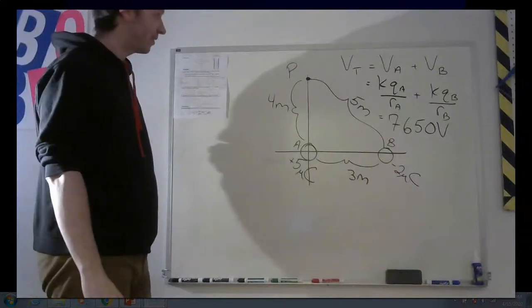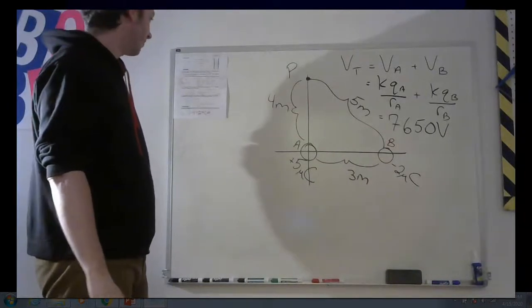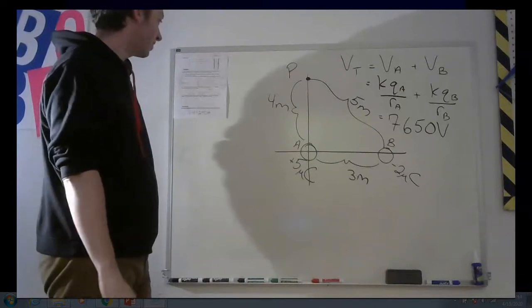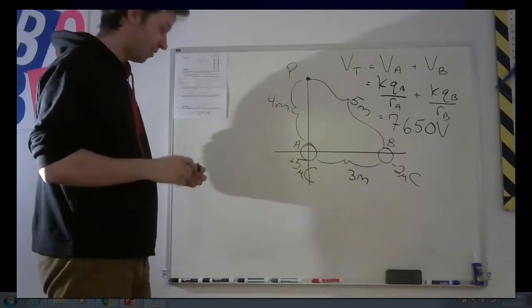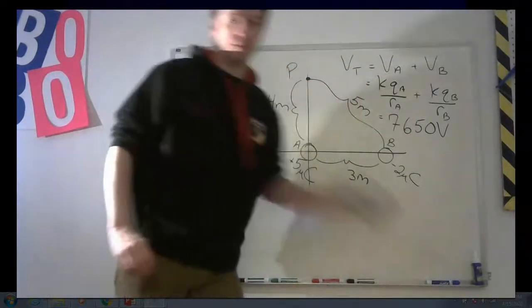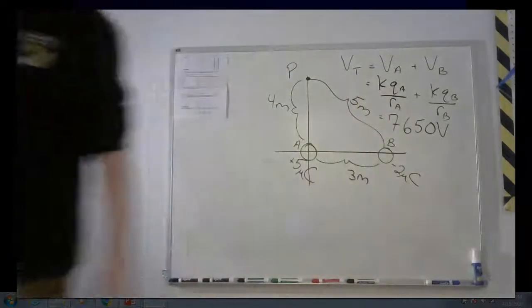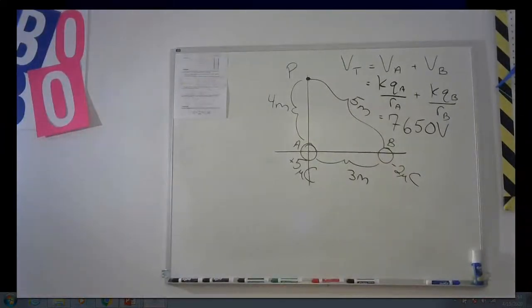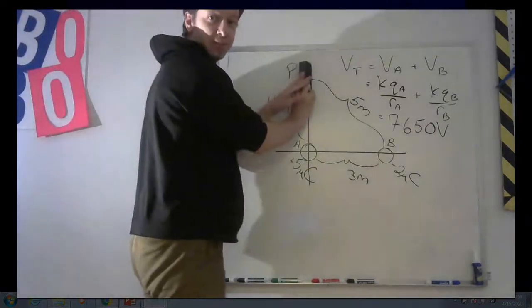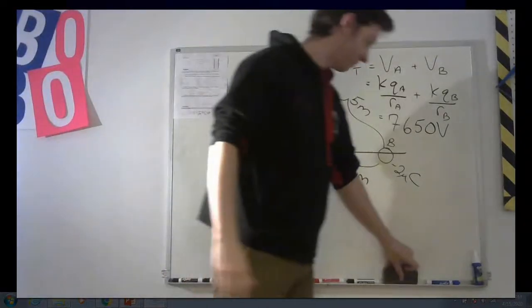Try to get the same thing I did. For part B, it says how much work does it take to bring a third point charge of 4 microcoulombs from infinity to P. So I take a third charge, right here. It's all the way over here at infinity. So I'll go over to infinity and I'll bring it, I'll do work on it and bring it all the way to point P. How much work is done?